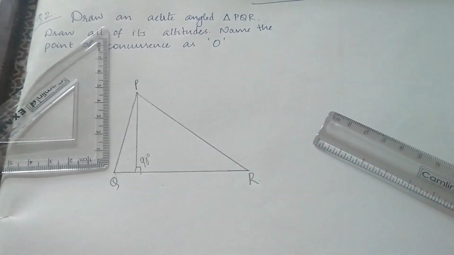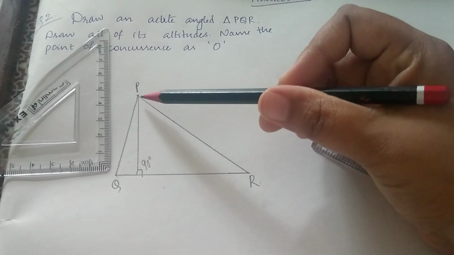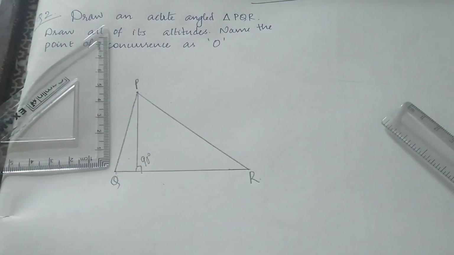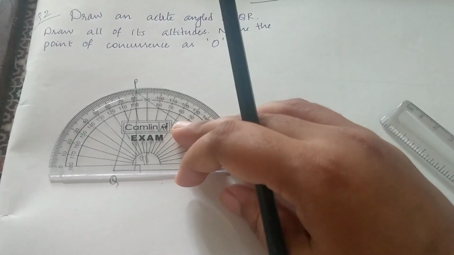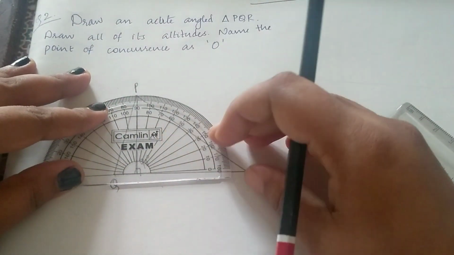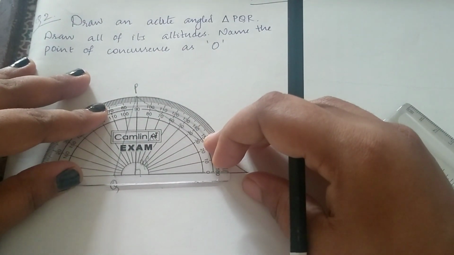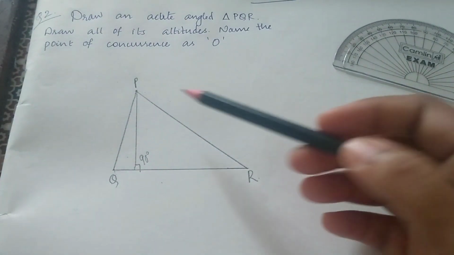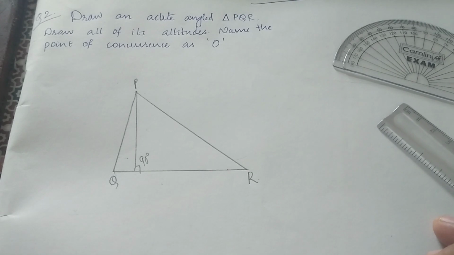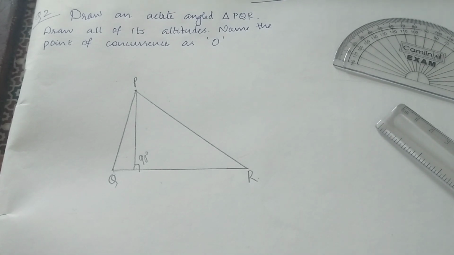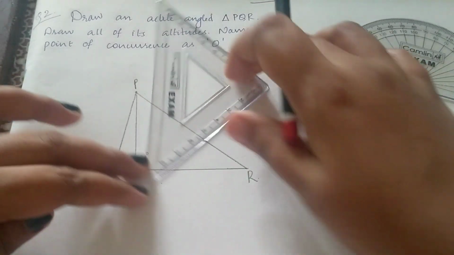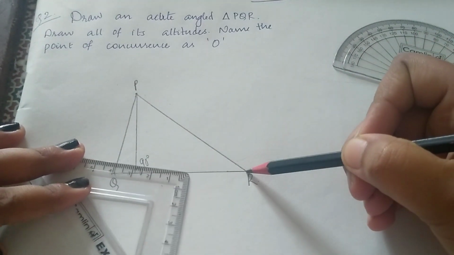So this will be one altitude from vertex P to side QR. If you want, you can cross check with the help of a protractor. Yes, so we are getting 90 degrees here. So this is an altitude from vertex P. Now there are altogether 3 altitudes. So we are going to do the same thing for which one? Now we'll do it for R.